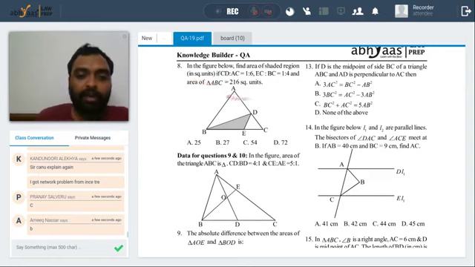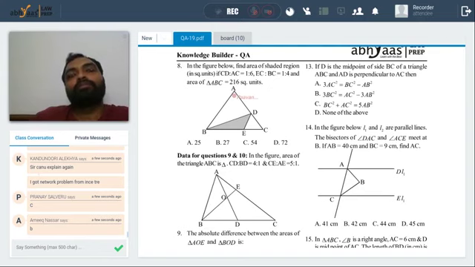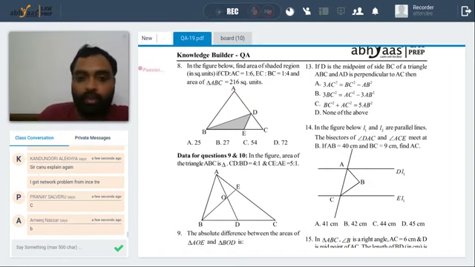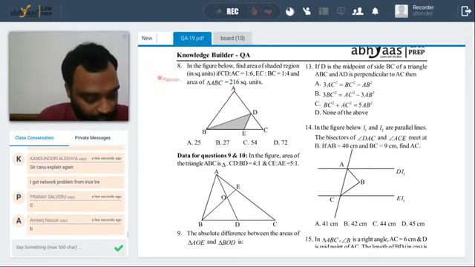Ninth and 10th, at least get an idea. He's asking AOE, BOD. These triangles he's asking. Look at this one in ninth and 10th. Not able to read it. It has become a big problem for me.